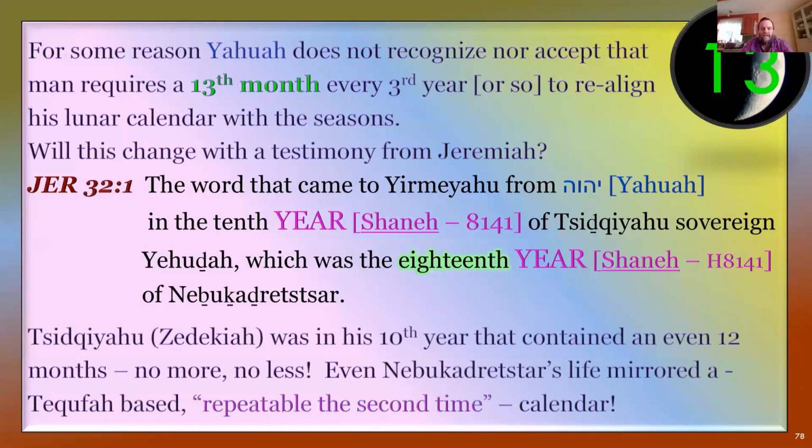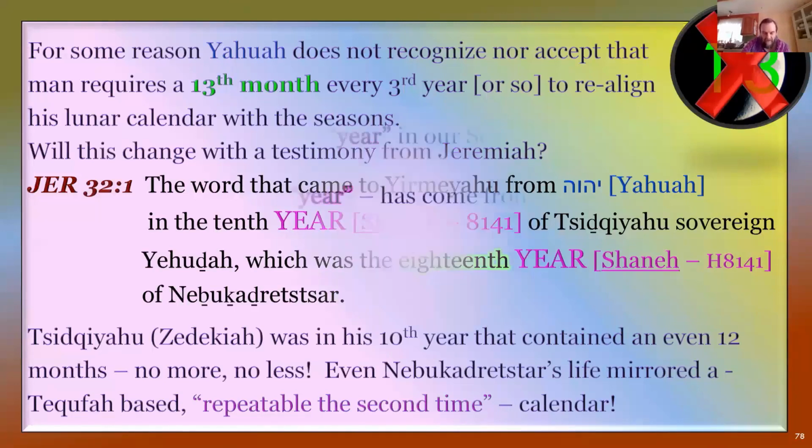Tzidkiyahu was in his 10th year that contained an even 12 months, no more and no less. And notice, even Nebuchadnezzar's life mirrored a Tequfah-based, repeatable the second time, calendar. There was no lunar year recorded for his life. Interesting, very, very interesting.